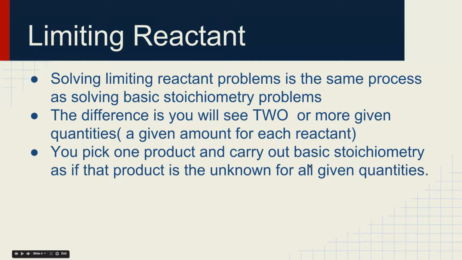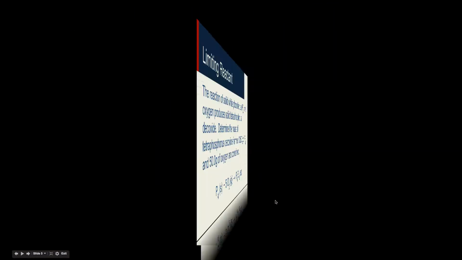So how do we go about solving the limiting reactant problem? We can look at it theoretically like we just did, but how can we actually calculate how much product will form and what will limit the quantity and how much will be left over when it's done? So this process is the same as the basic stoichiometry problems that you've been practicing. The only difference is you're going to see more than one given quantity, 2, maybe 3 sometimes, depending on how many reactants there are. So you have to treat each one like a separate stoichiometry problem. You pick one product to focus on. That'll be your unknown for all the given quantities. And then you just perform the stoichiometry that you've learned.